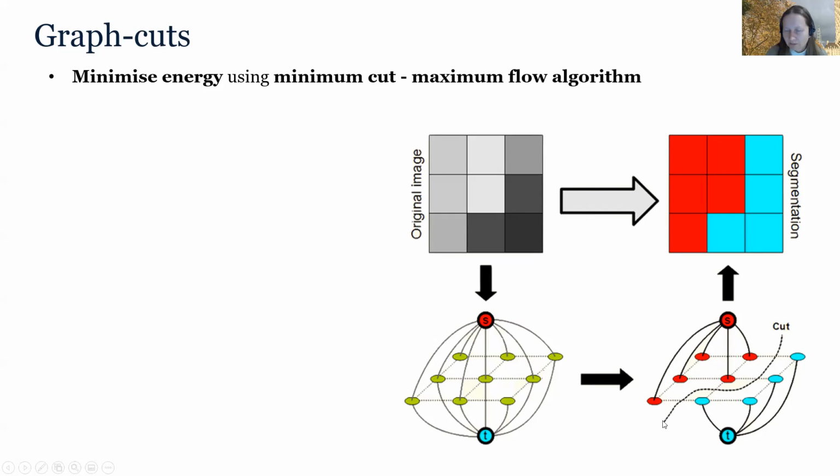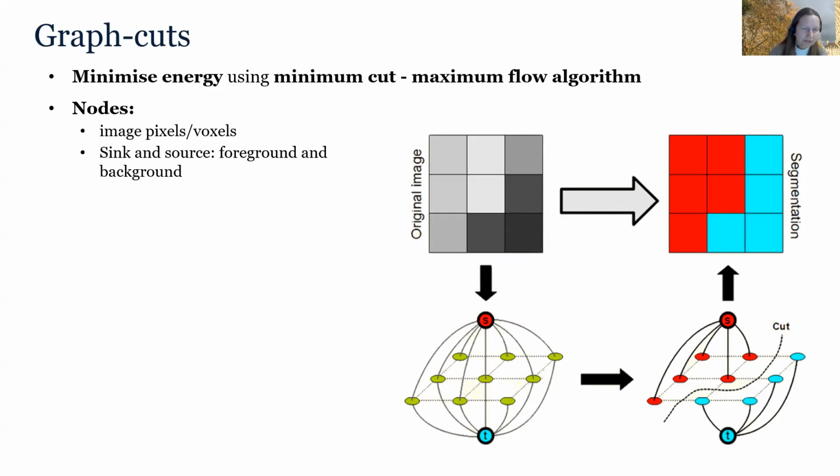Once we have the cut, we sever the edges, and we end up with two separate components that are not connected to each other. That will give us the separation into the two classes, so segmentation into foreground and background.